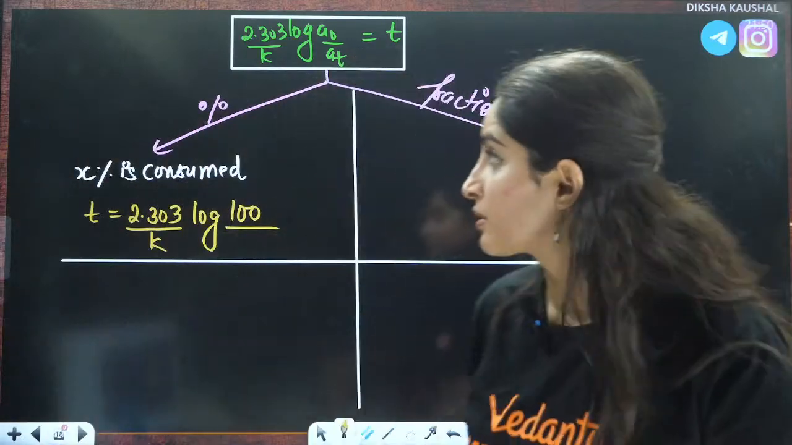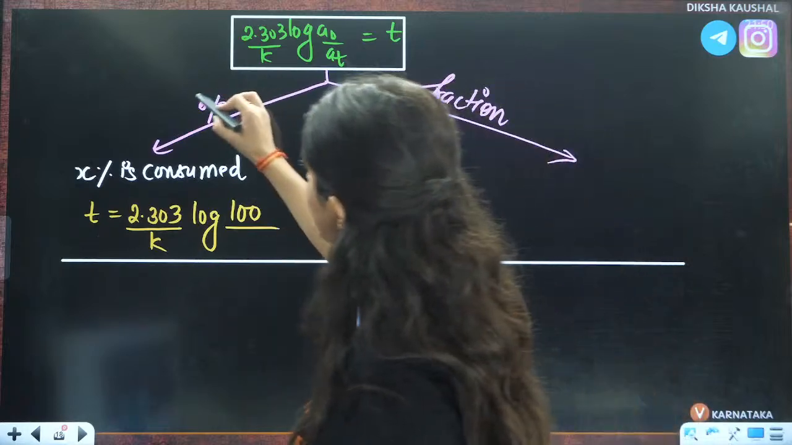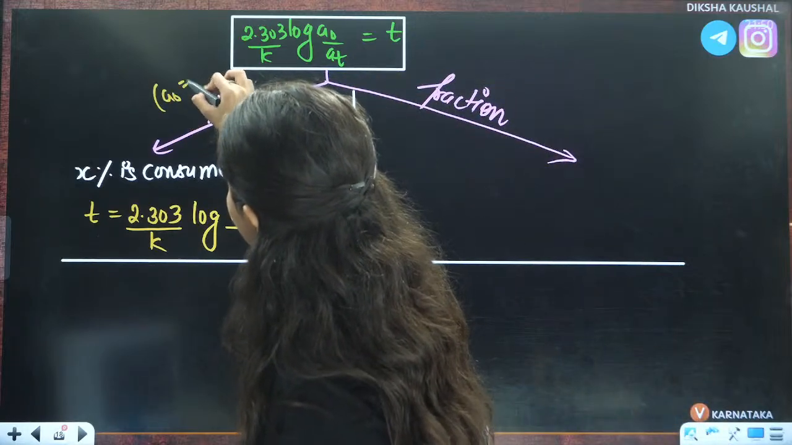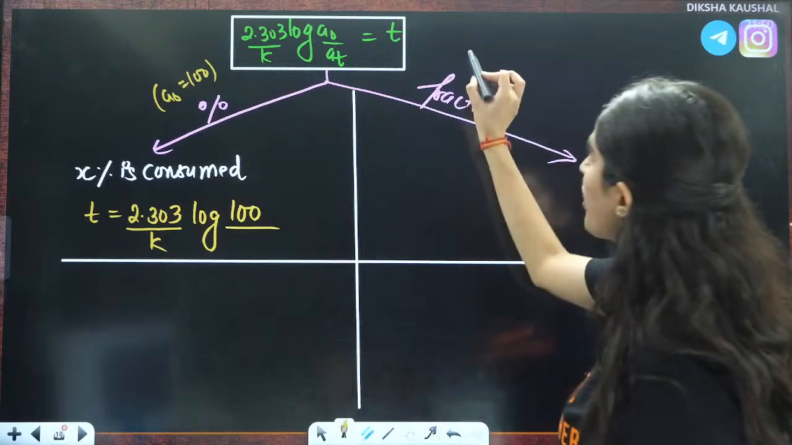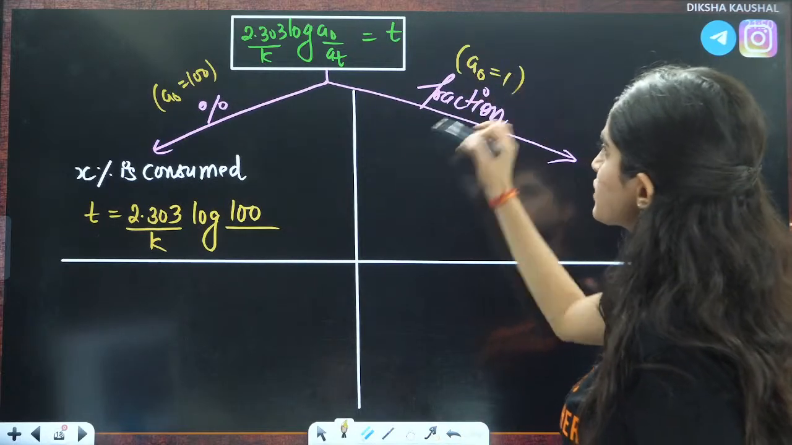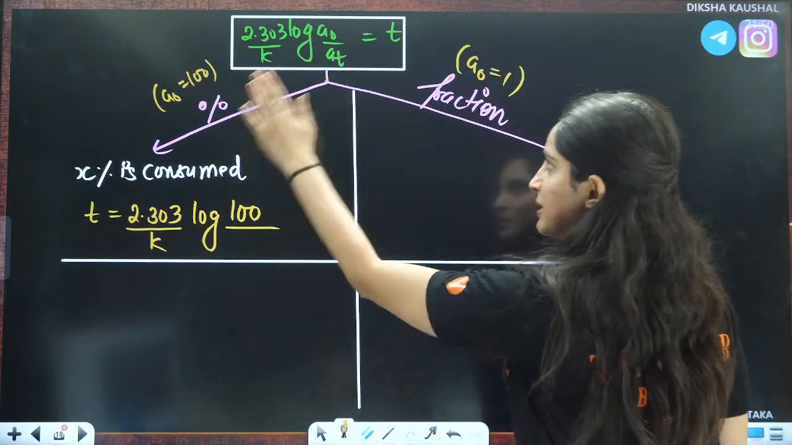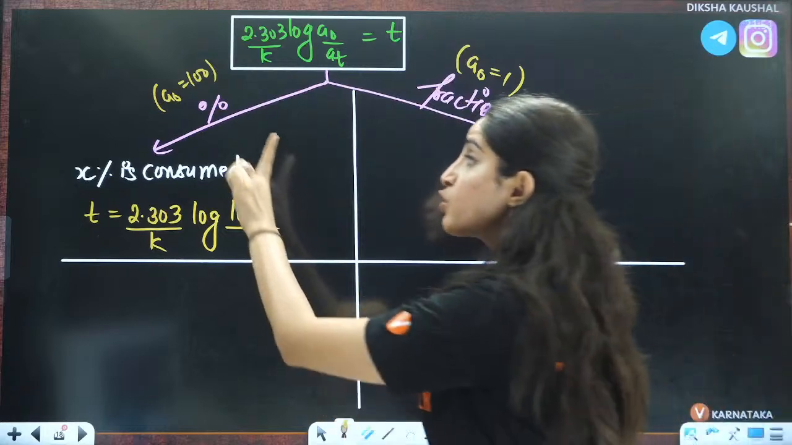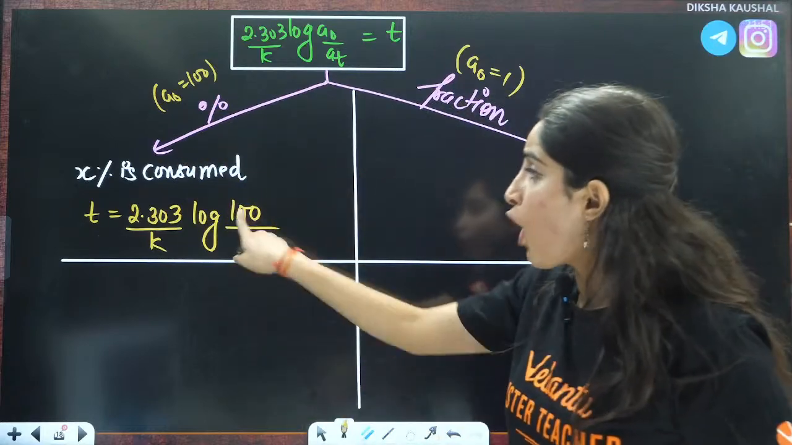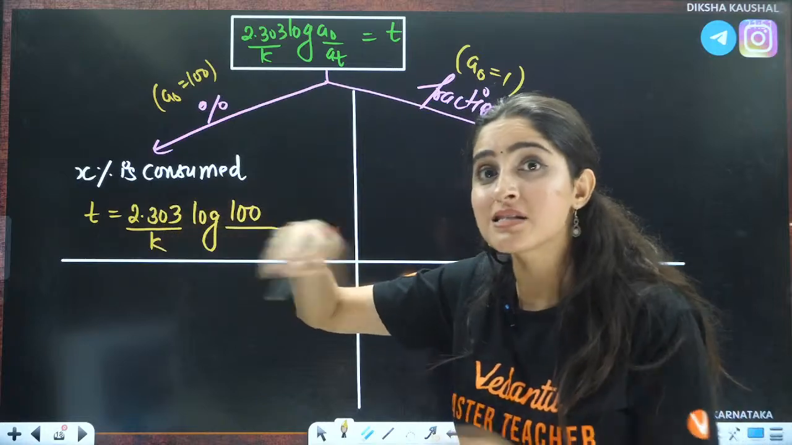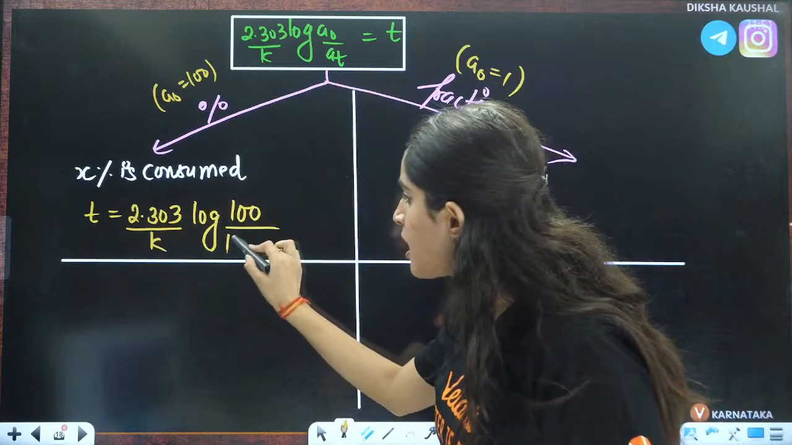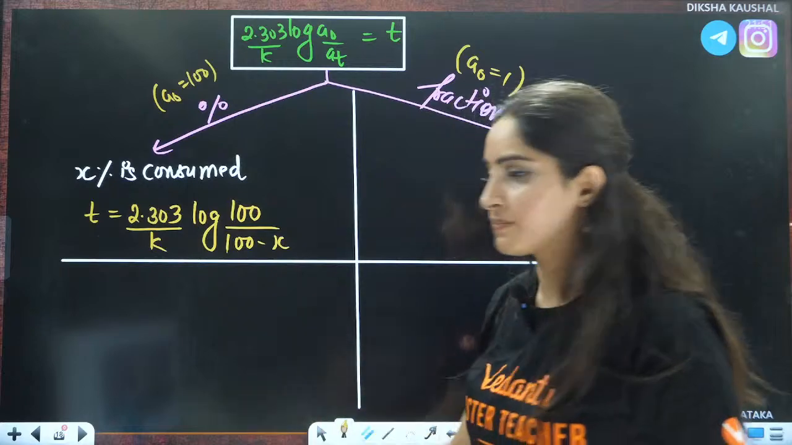Two things. When you talk about percentage, take initial concentration as 100. When you talk about fraction, take initial concentration as 1. That is the difference between percentage and fraction. If they ask you consumed, that means from the initial concentration, X% has been reacted. That means it will be 100 minus X.